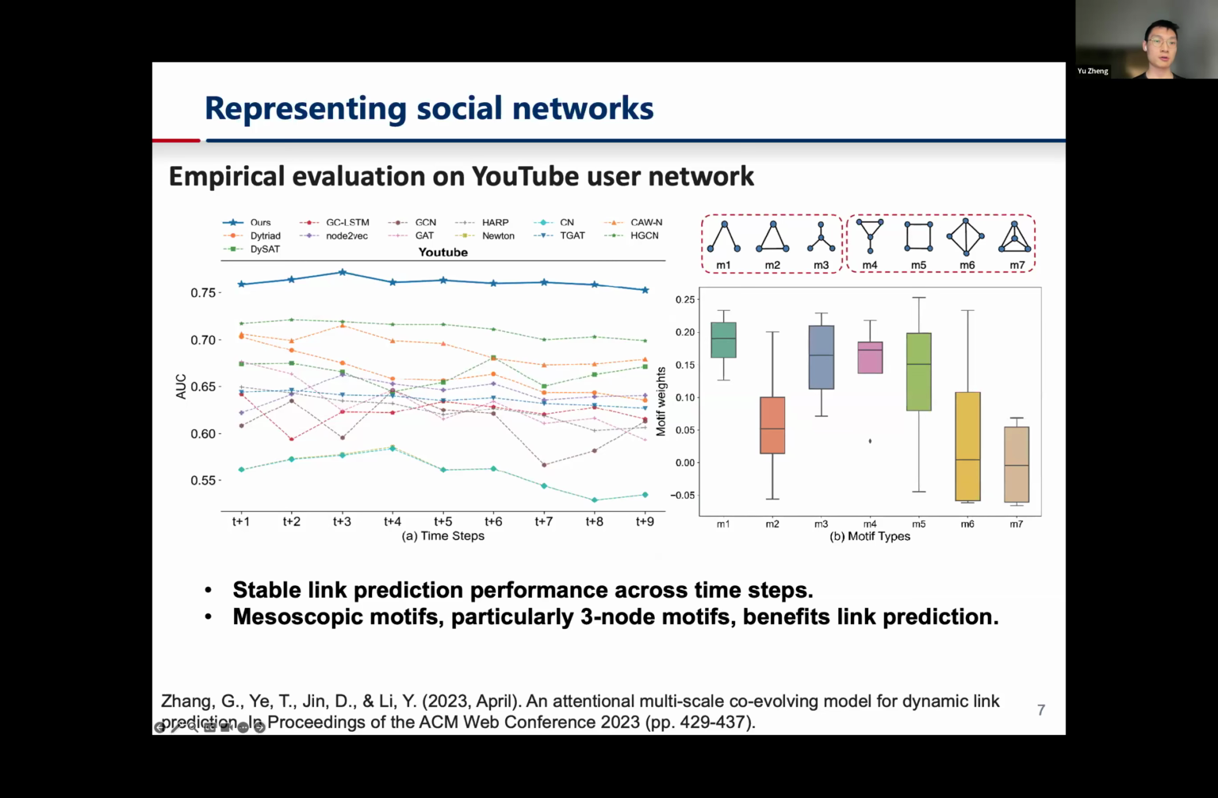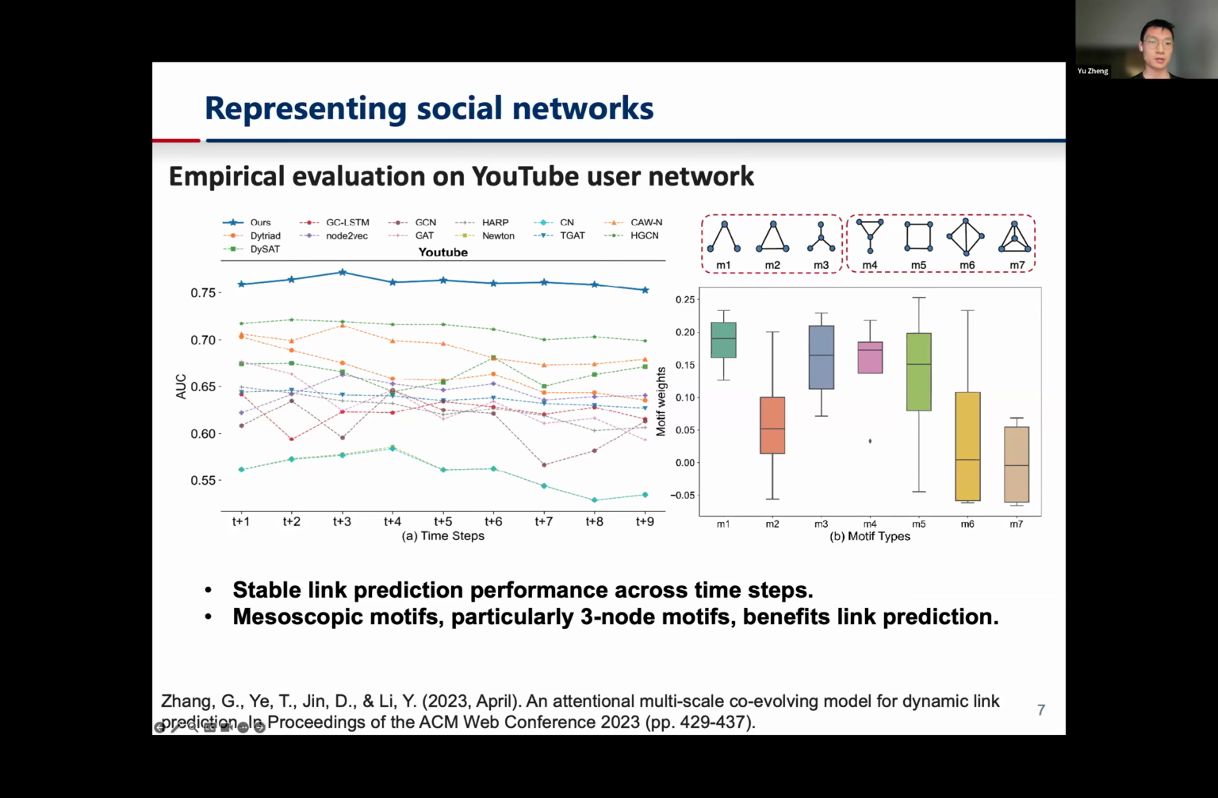And the empirical evaluation on the YouTube dataset shows that when predicting the next 9 time steps, the performance of AMCNet outperforms state-of-the-art baselines, and it remains stable as time goes by, which suggests very good generalizability along the temporal dimension. And it also consistently outperforms the baselines in the multi-step dynamic link prediction task across 4 different datasets.